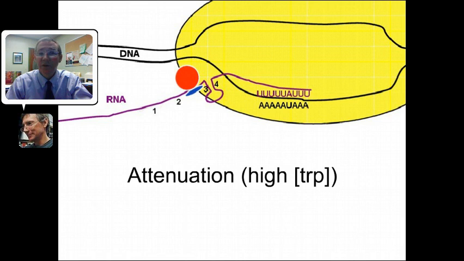RNA polymerase synthesizes region 4. 3 and 4 pair because 3 was available, not being paired with 2. 3 and 4 pair, that's an intrinsic terminator. Stops transcription right here. RNA polymerase leaves. Maybe starts over, whatever. But you don't make the polycistronic messenger, so you don't get the enzymes, you don't make more tryptophan. That's attenuation.